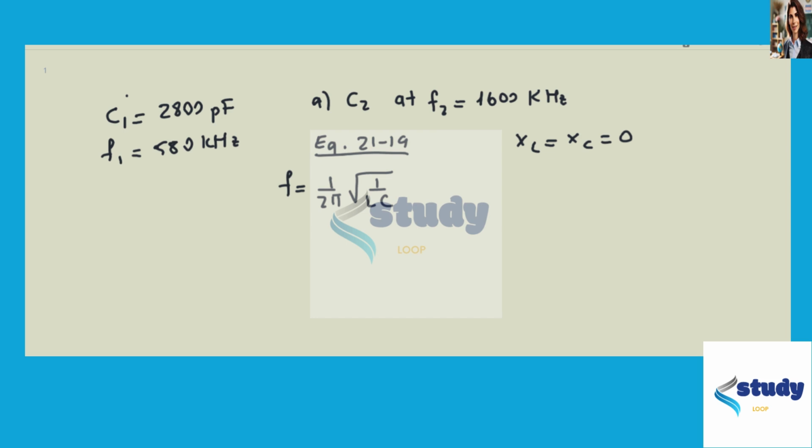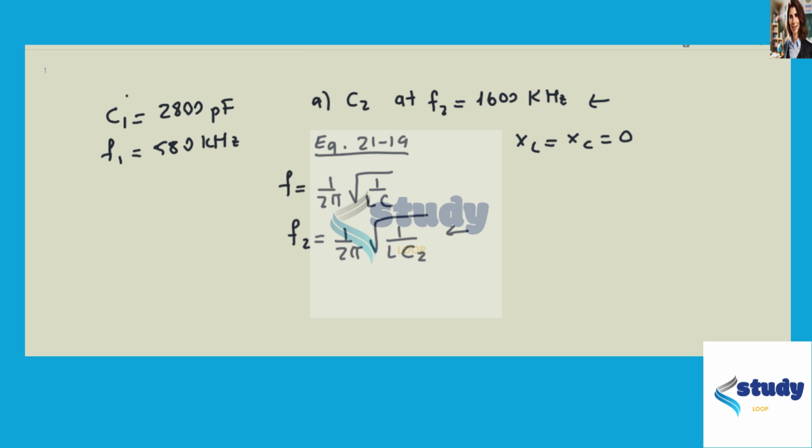Now, if we write this equation for the case where we have 1600 kilohertz of frequency in order to calculate C2, let's see how that's going to turn out. So F2 is going to be equal to 1 over 2 pi square root of 1 over L C2. Well, we don't know what L is, so we cannot directly use this equation to calculate the capacitance.